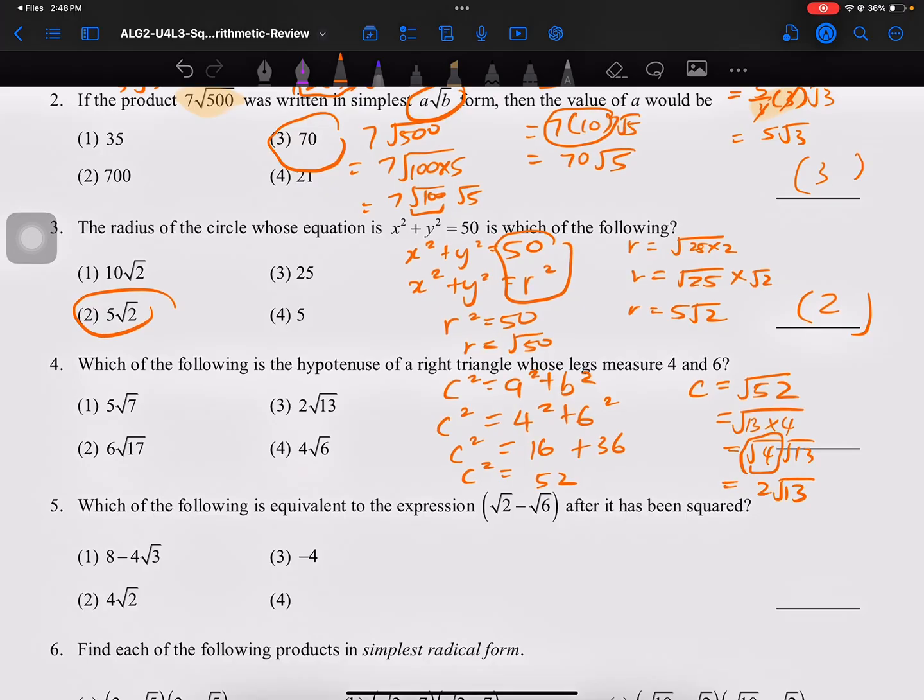So we know that the choice is option 3. Again, the Pythagorean theorem gives us c squared equals 52. Then we express the square root of 52 in the simplest radical form by pulling out the perfect square of 4. The answer should be option 3.